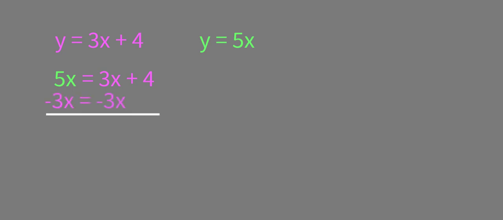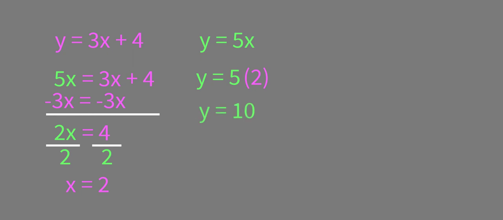Subtract 3x from both sides, and we get 2x equals 4. Divide both sides by 2, and we get x equals 2. So now we can substitute that into our second equation. y equals 5 times, we solved for x to be 2, so y equals 10. And this tells us that our solution is (2, 10).